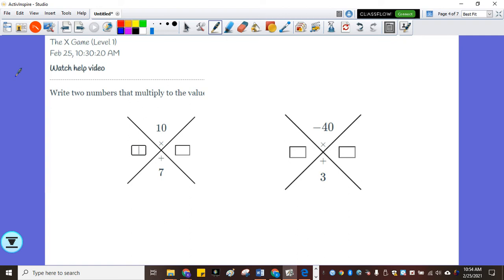So just working on our factors. I know when they're all positive, it's easier than when it's got some negatives in there. So what two numbers multiply to 10 and add to 7? Anybody but LaShawn, because he's been answering me all morning. What two numbers multiply to 10 and add to 7?